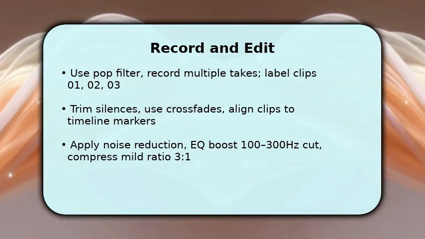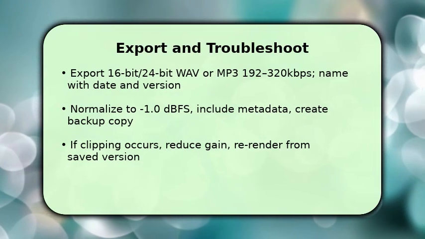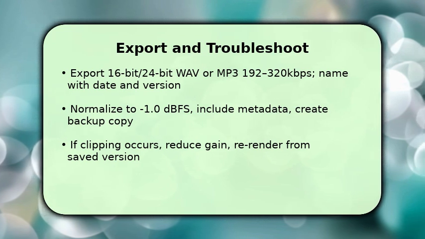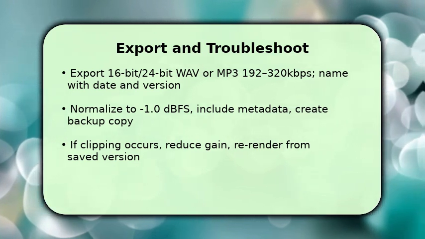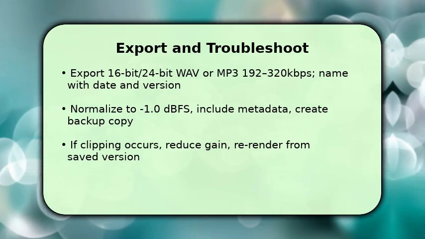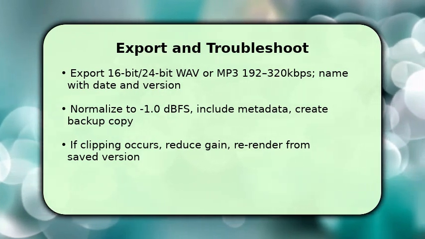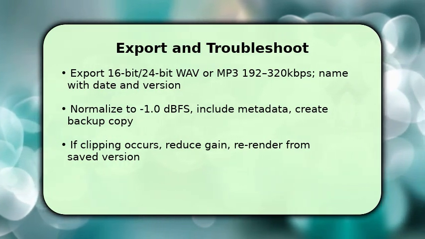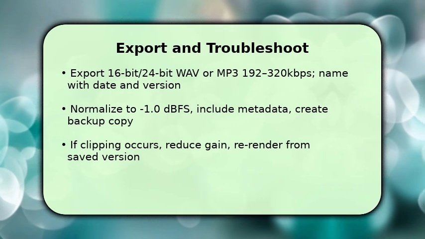You finish by choosing the right export, WAV 24-bit for masters or MP3 192-320 kbps for distribution. Normalize to about -1.0 dBFS and add metadata like title and author. Save the exported file with a clear date and version, then make a backup copy to cloud or external drive.